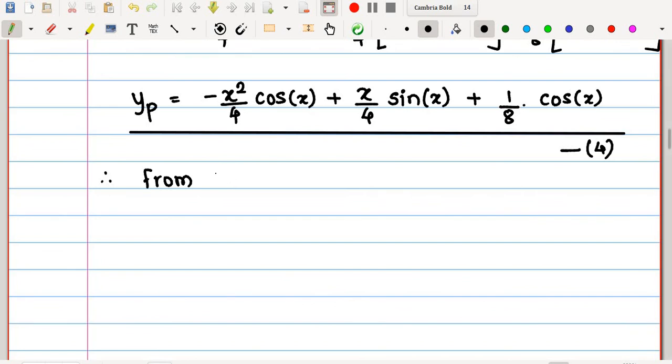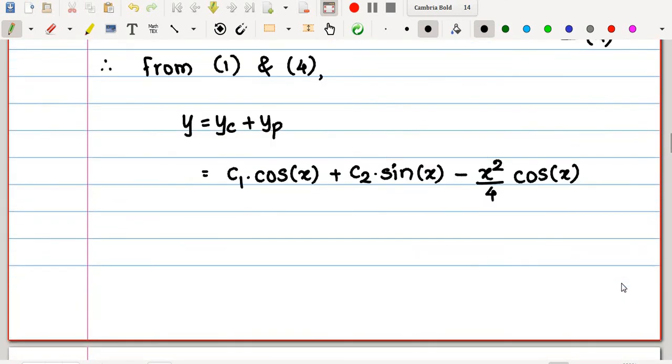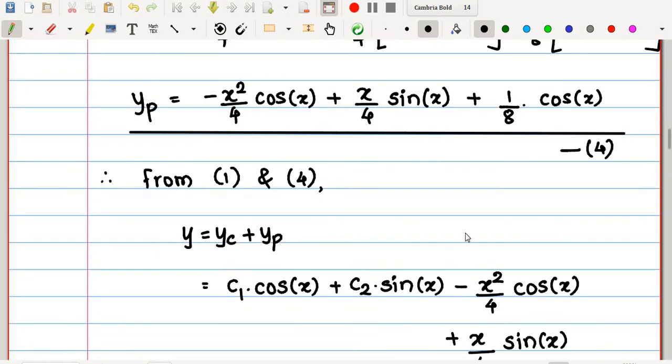Therefore, from equation 1 and equation 4, the required general solution is complementary function plus particular integral. So our complementary function was c1 times cos x plus c2 sin x. Now the particular integral is minus x square upon 4 into cos x, plus x upon 4 into sin x, and the next term is 1 upon 8 cos x.